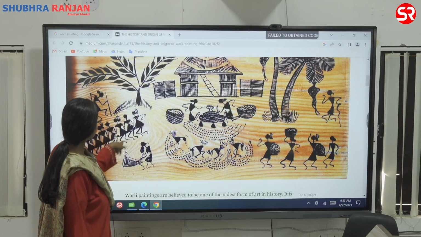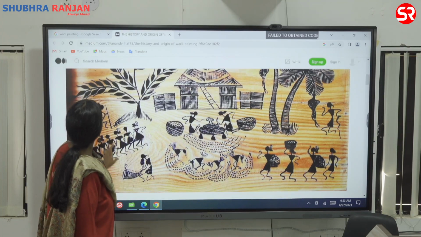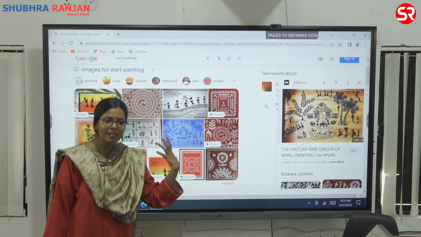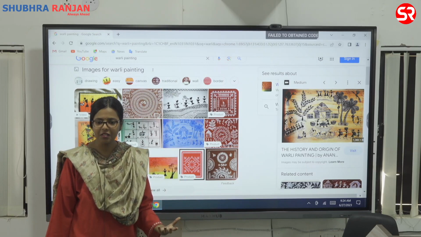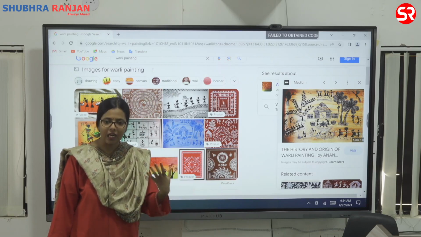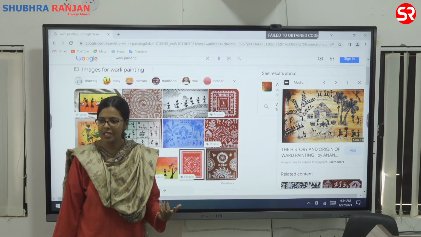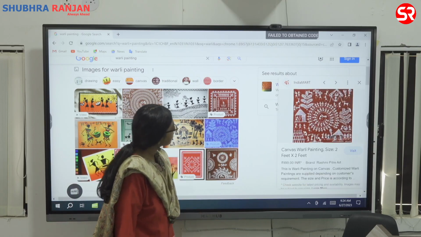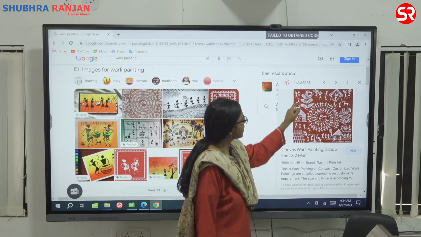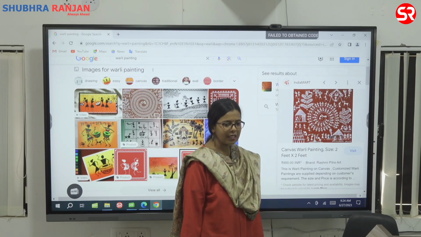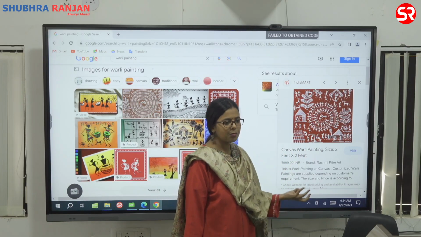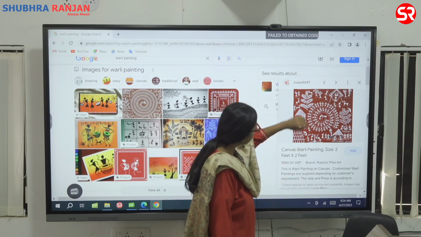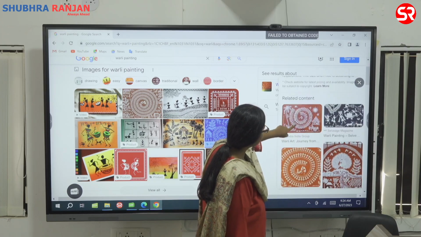You can see that people are dancing here. Why am I showing you this painting? So that you can understand the continuities in tradition. Varli painting is part of our contemporary paintings. People still paint these. Look at these paintings. They are stick-like figures only in terms of color, in terms of technique, in terms of the subject matter. There is a huge similarity that you can find.